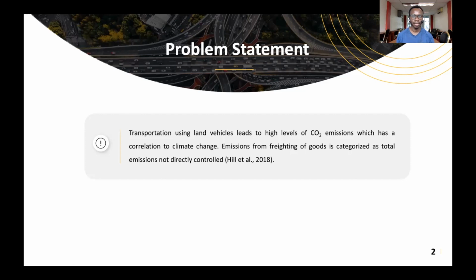So another essential finding here is that emissions from freighting of goods is categorized as a total emissions and is not directly controlled. Now this is quite monumental. You can have companies setting up KPIs, key performance indicators, but do not instinctively create a sort of measurable, tangible KPI for carbon emissions, the carbon footprint, whether be it waste of in-house material or transportation or different aspects of the supply chain and operations that they do, logistics and transportation, that is.